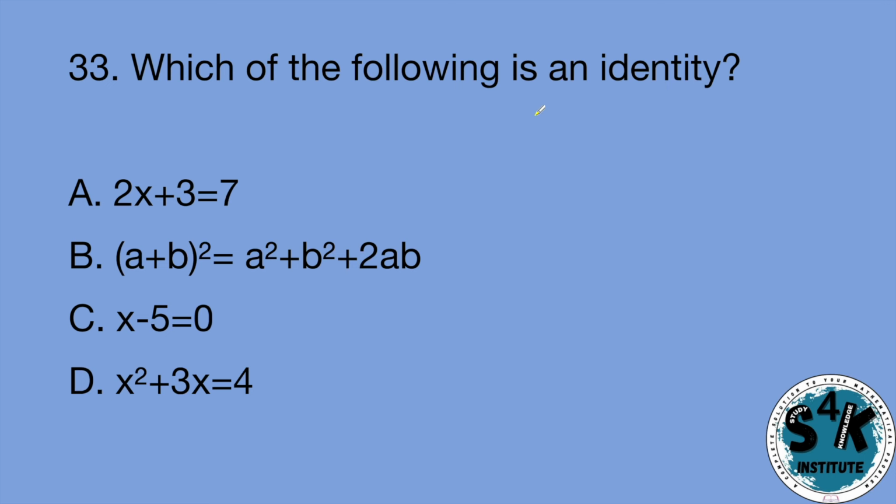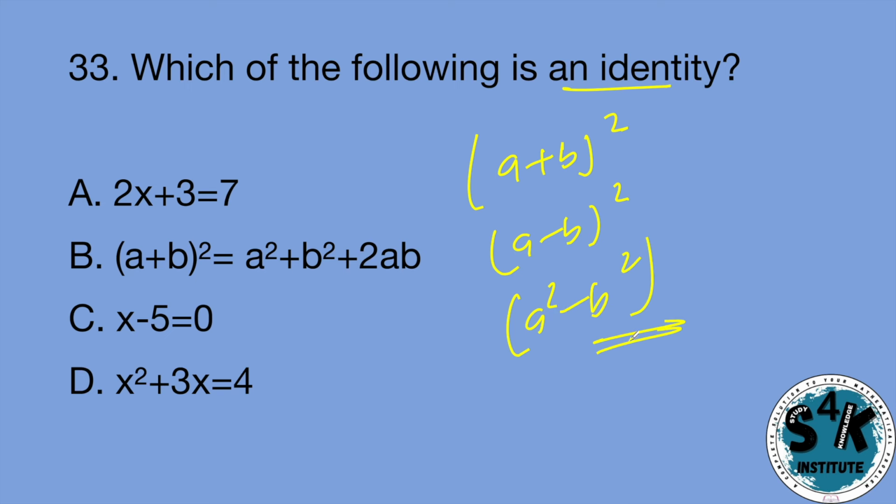Which of the following is an identity? You should know these identities: a plus b whole square, a minus b whole square, a square minus b square. These identities are necessary for you to remember by heart. Since you are in grade 9, you have already learned polynomials and identities in detail. So answer is B, straightforward.